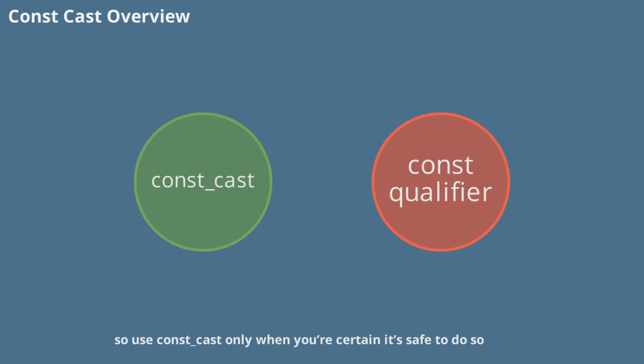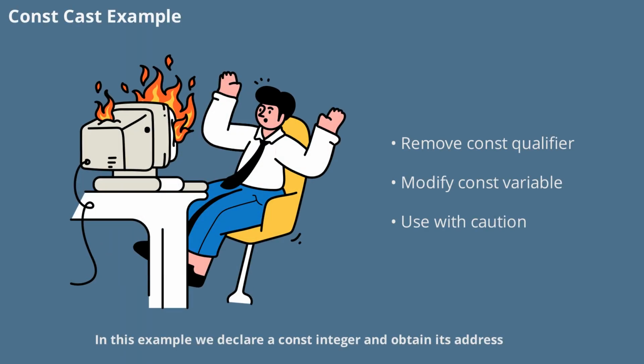In this example, we declare a const integer and obtain its address. Using const cast, we remove the constness and pass the pointer to a function that multiplies the value by 10. The output shows the modified value, demonstrating how const cast can be used to manipulate const variables when necessary. Remember, only use const cast when you're sure the original value can be safely modified.